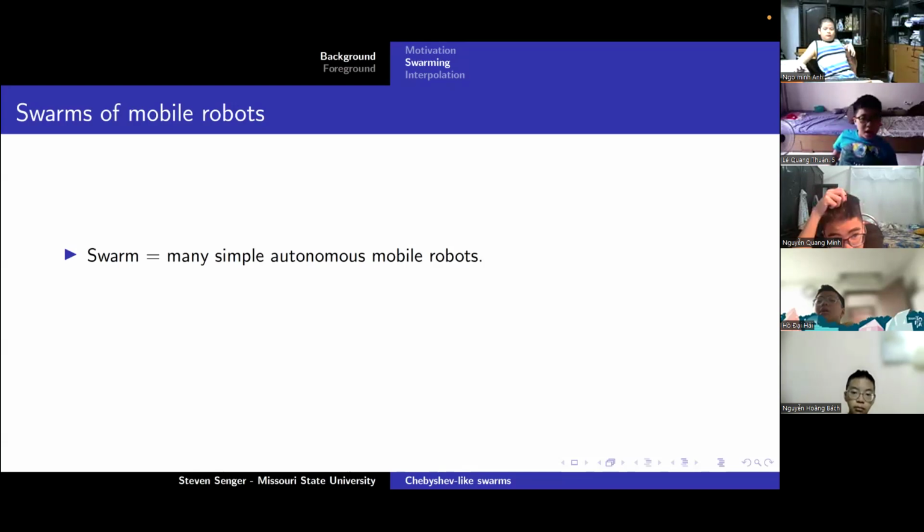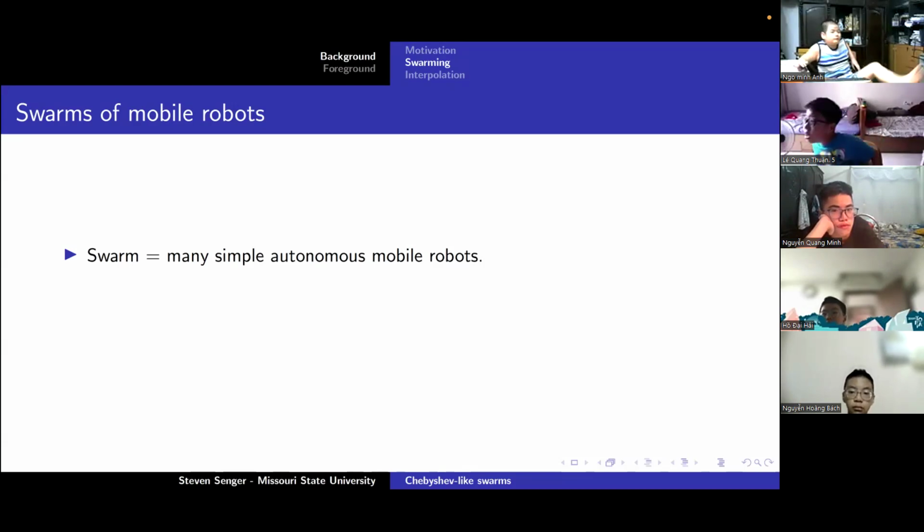There are lots of different groups of animals, like a school of fish or a flock of birds. But all of these we're going to call generally a swarm of animals. And so now we're looking at a swarm of autonomous robots. So we're taking a lot of our motivation, a lot of the ideas, from nature.